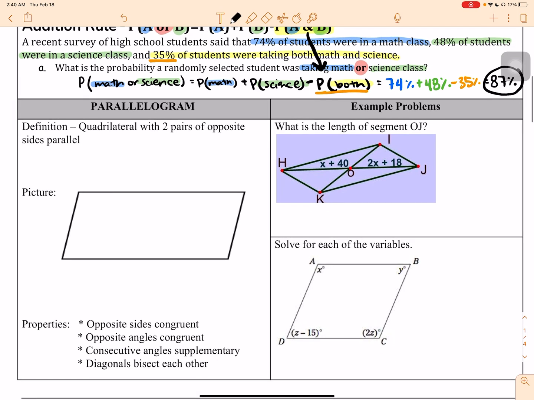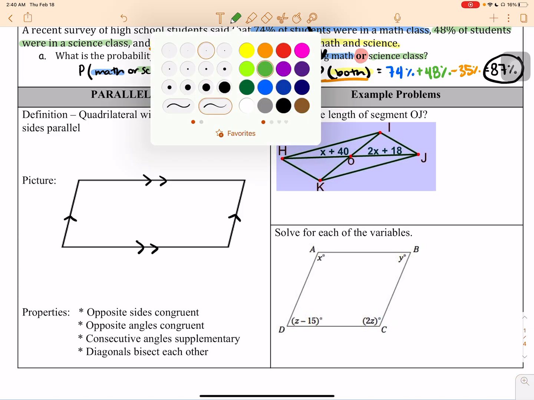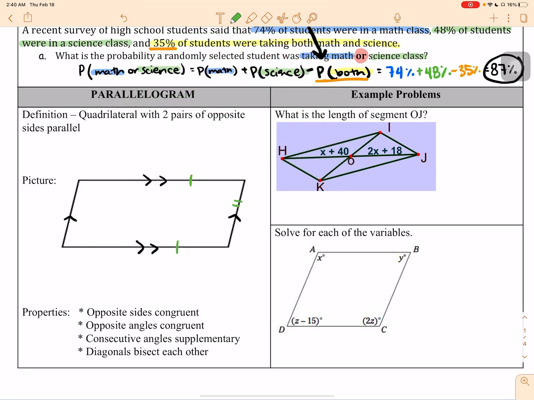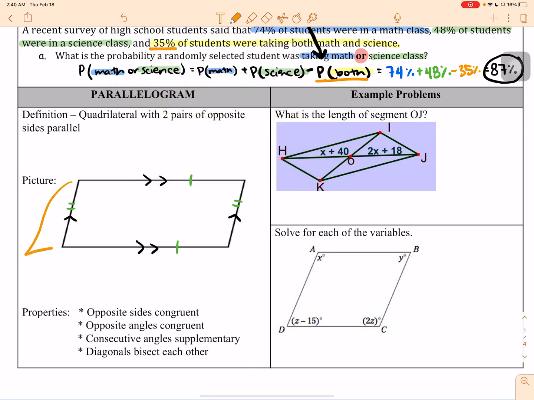All right, so here, parallelogram, this one's important. The opposite sides are always parallel. The opposite sides are also congruent. The consecutive angles are supplementary, so they add up to 180 degrees all the way around. So they equal 180 degrees.